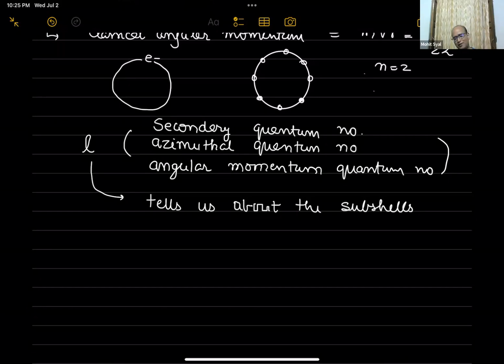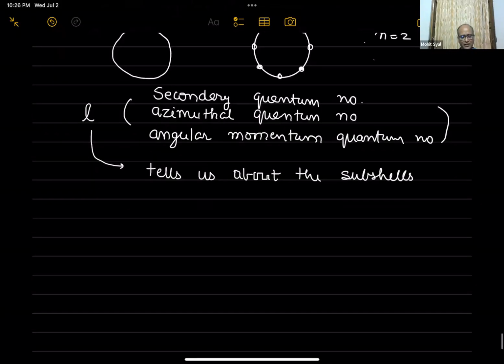Second orbit can hold 8 electrons. We used to put them like that, and now we know that it is not like that. These 8 electrons are present in the subshells. Subshells is not that you have a shell and within that you have a subshell. Actually, these are groupings in terms of energies.